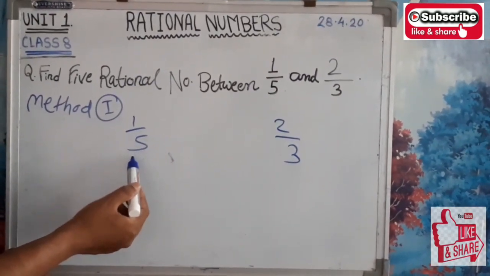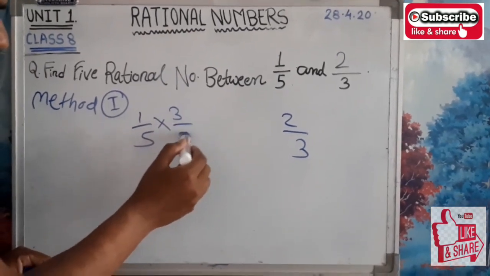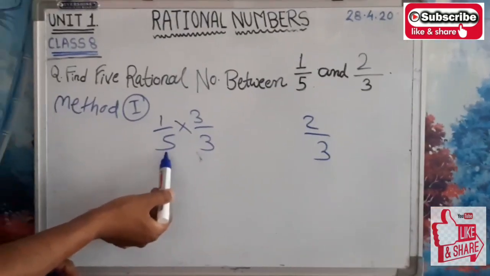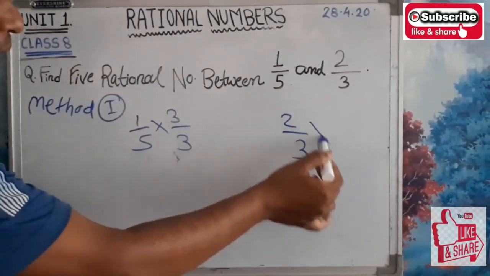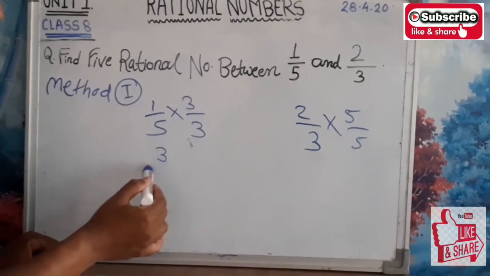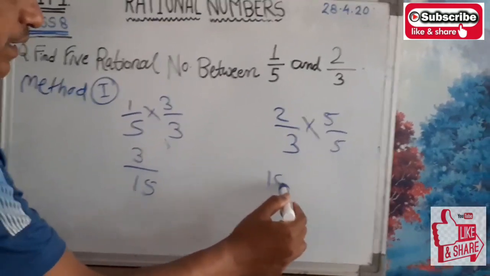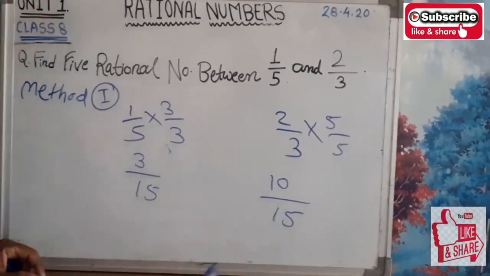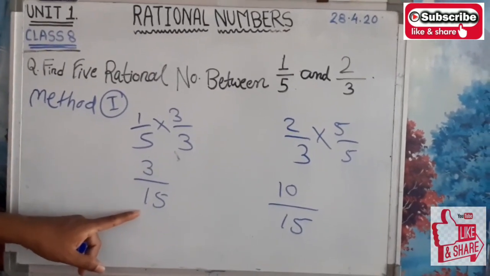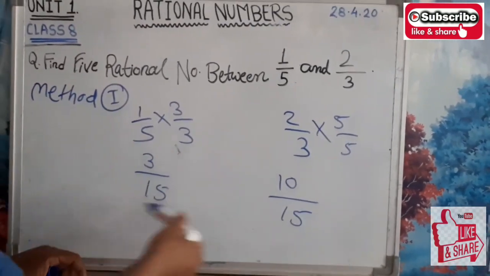For 1 by 5, the other denominator is 3, so multiply by 3. For 2 by 3, the denominator of the other is 5, so multiply by 5. 1 into 3 is 3, and 5 3s are 15, so we get 3 by 15. 2 5s are 10, and 3 5s are 15, so we get 10 by 15. Both have denominator 15, so this is a like fraction.